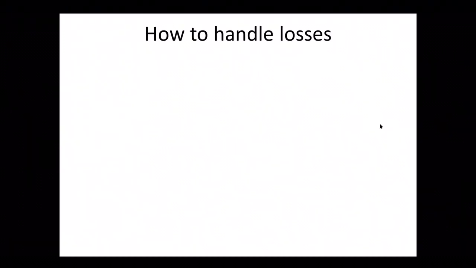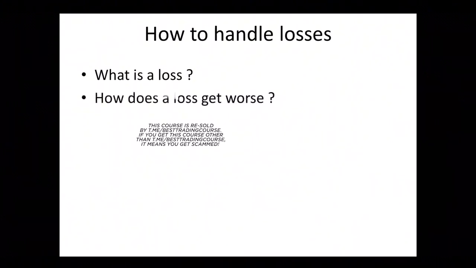So let's move on. How do you make sure these losses don't happen? Okay, so what is a loss? A loss is not because you didn't know what happened. A loss is basically something that you didn't see, something that you didn't take into consideration before you took a trade. There's always something. And how does a loss get worse?